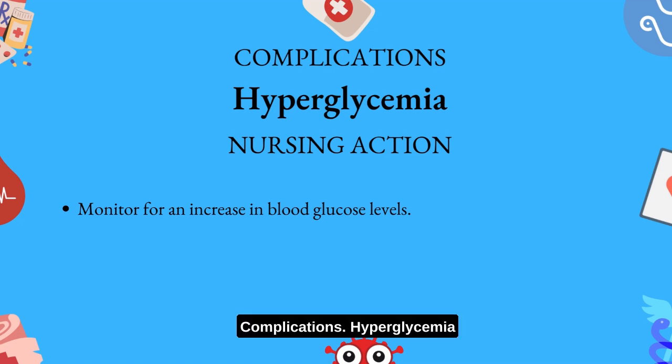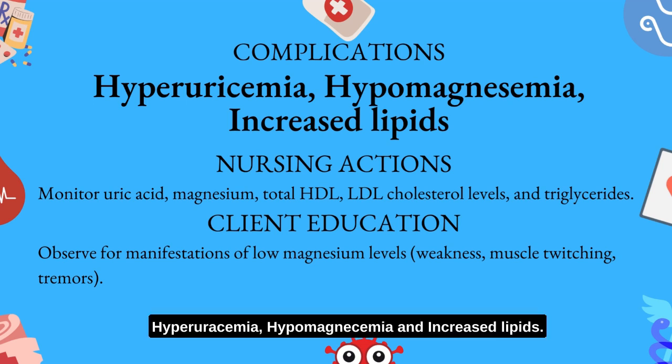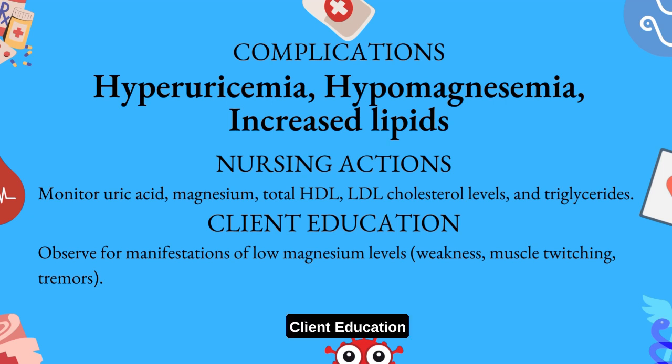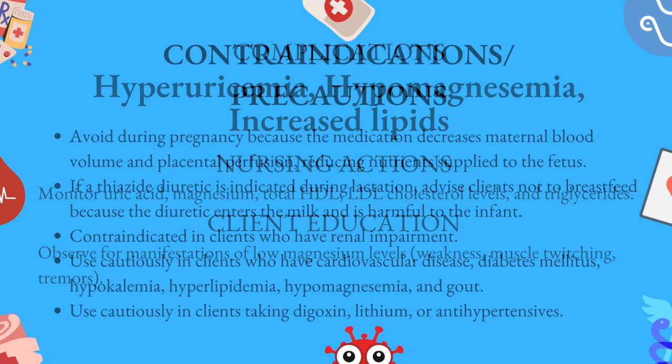Recognize manifestations of hypokalemia: nausea/vomiting, general weakness, fatigue, leg cramps. Complications: hyperglycemia. Nursing action: monitor for an increase in blood glucose levels. Other complications of thiazides include hyperuricemia, hypomagnesemia, and increased lipids. Nursing actions: monitor uric acid, magnesium, total, HDL, LDL cholesterol levels, and triglycerides. Client education. Observe for manifestations of low magnesium levels: weakness, muscle twitching, tremors.